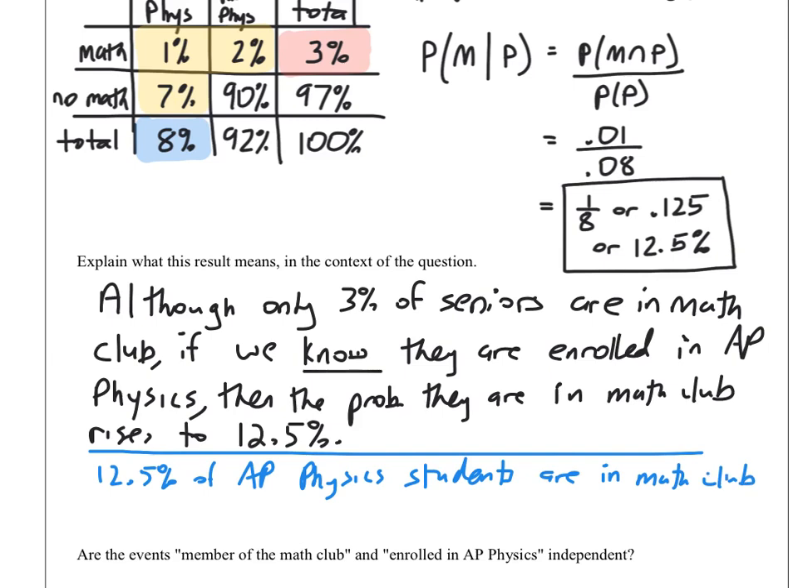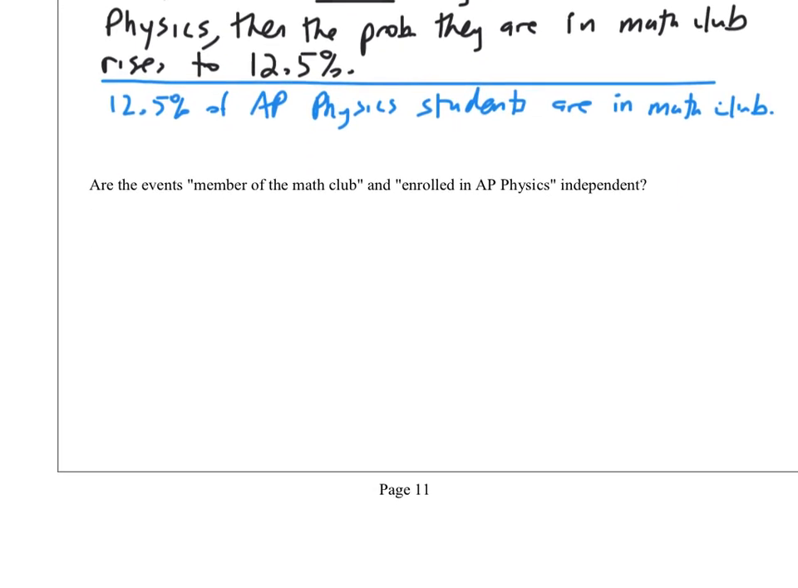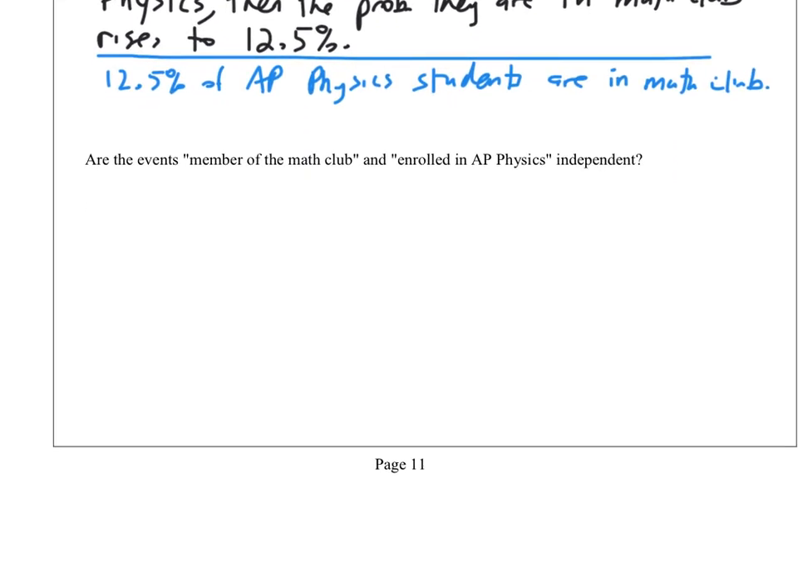Right? Because if we know they're in AP Physics, that's the information we're given. We're given that they are in AP Physics. So of those AP Physics students, 12.5% of them are in math club. So last part. Are the events member of math club and enrolled in AP Physics independent?